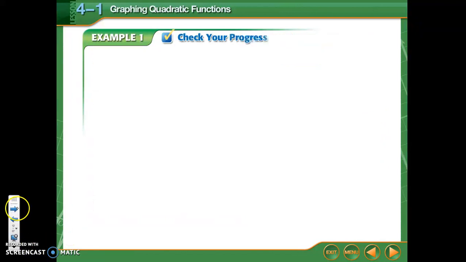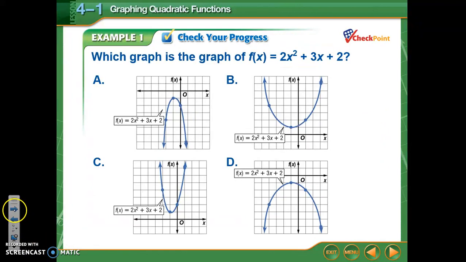Okay? So you guys try this one. Make the table of values and graph it.